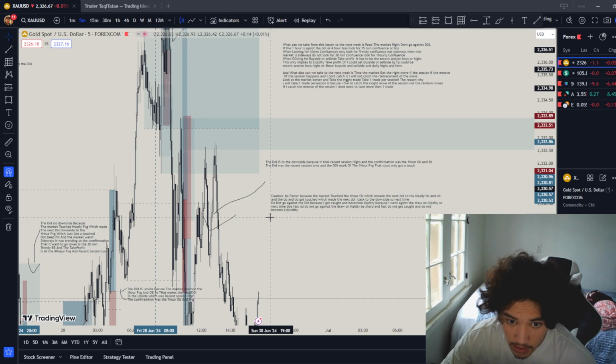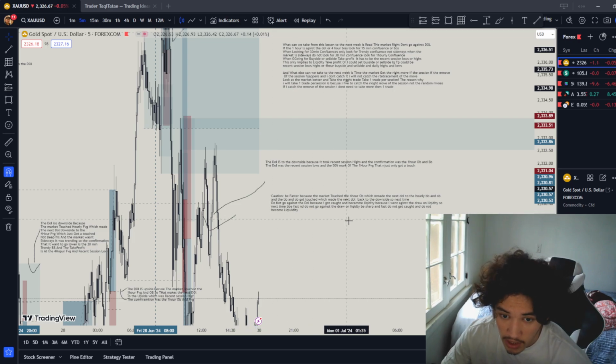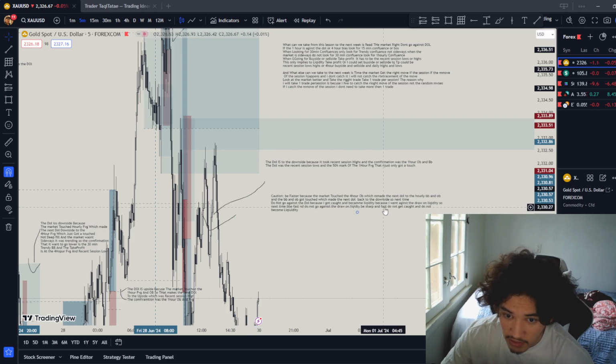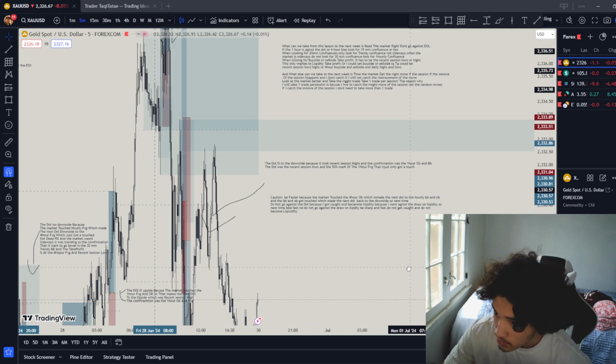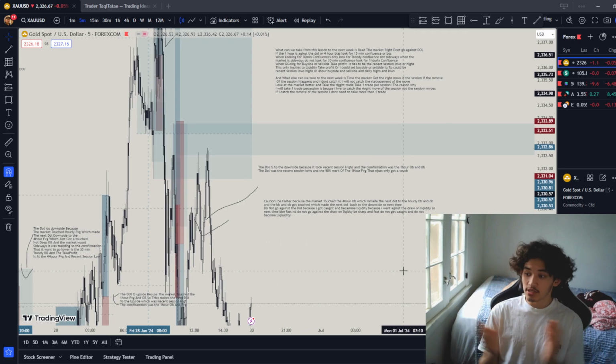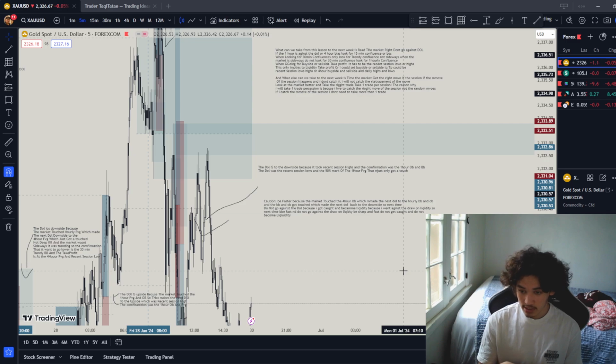And the order block got touched, which made the next drawn liquidity right back to the downside, right? So next time, be fast and do not go at the drawn liquidity. Be sharp and be fast. Don't get caught and do not become liquidity. So what are the lessons for this week to take to next week? There's plenty.